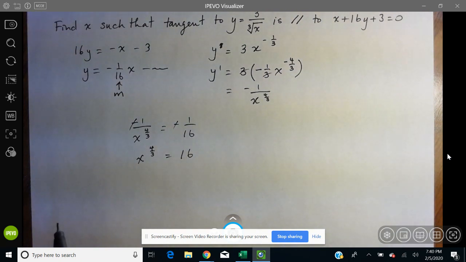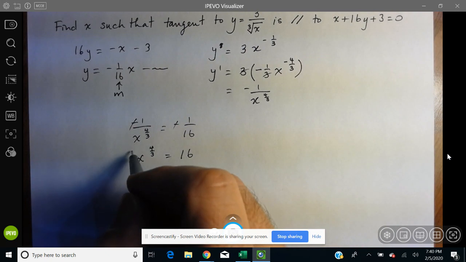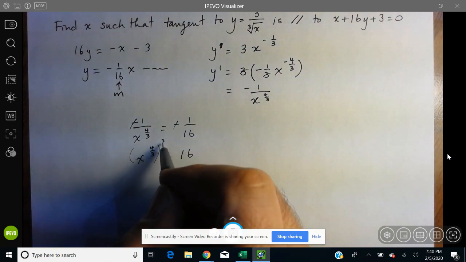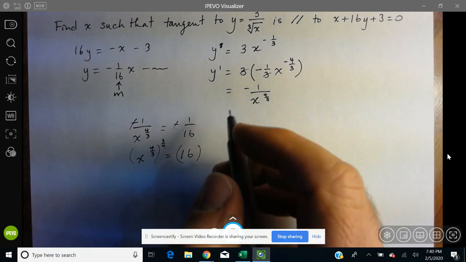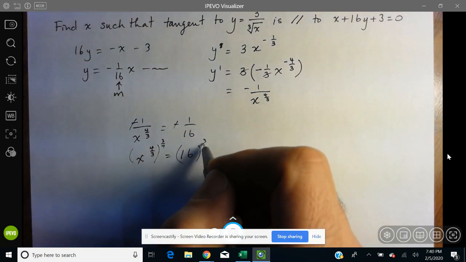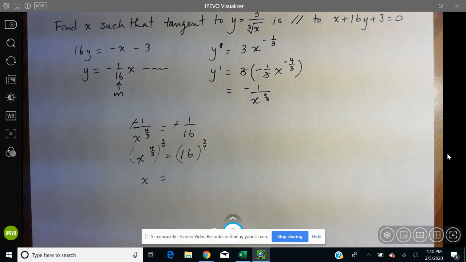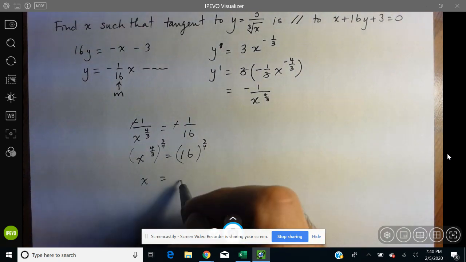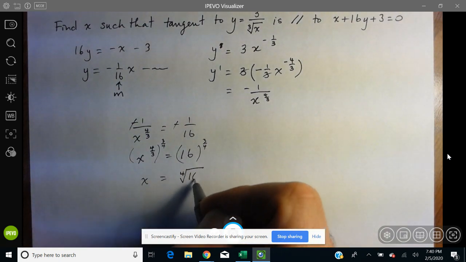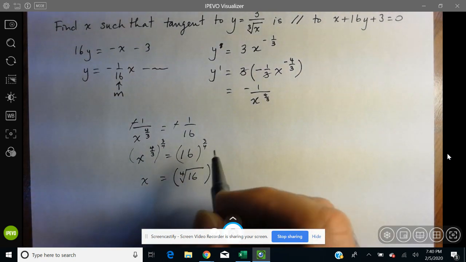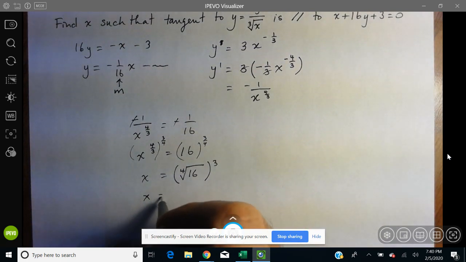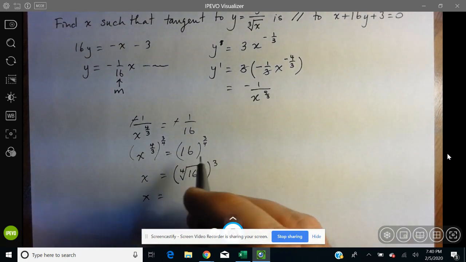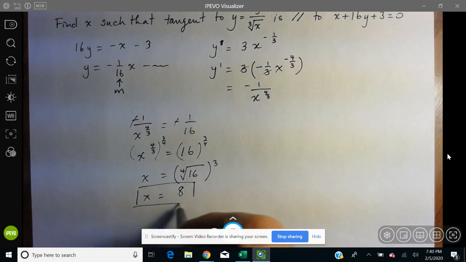Now, in order to isolate x, I'm going to take both sides to the exponent 3 over 4, so that when I apply my exponent rule and multiply, this just gives me x to the 1. I'll have to do the same thing here, 3 over 4. So x is going to be equal to, and it makes more sense to take the 4th root of 16 first and then cube it, instead of first cubing 16 and then taking the 4th root. That's much tougher. So here, the 4th root of 16 is 2. 2 cubed is 8. And there's my final answer.